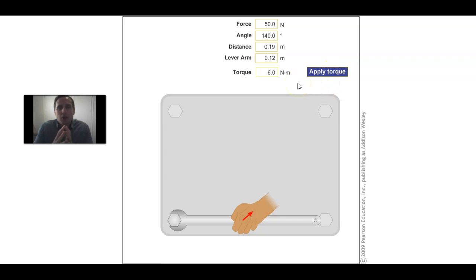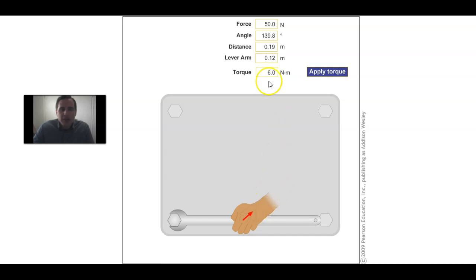So let's go through this one at a time. Notice that if you want to turn this bolt, I think it stands to reason that we need a relatively large force, okay? Especially if a very large torque is required to turn that bolt. So if we increase the force, we would expect to increase the torque. That's exactly what we see here. If we increase the force, we do indeed increase the torque. But nothing about the geometry, namely the angle, the distance, the lever arm, or so on, changes.